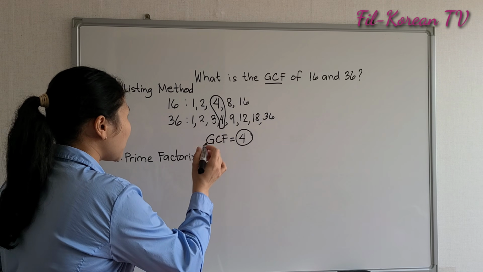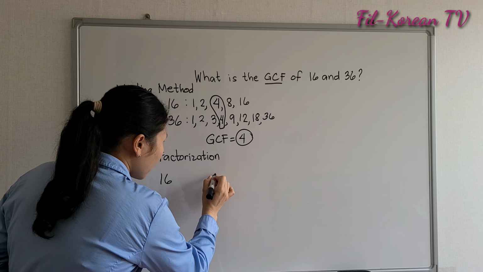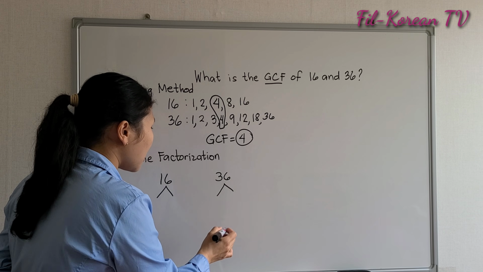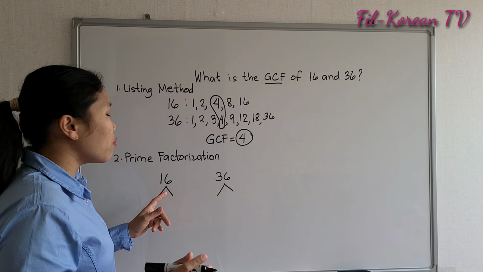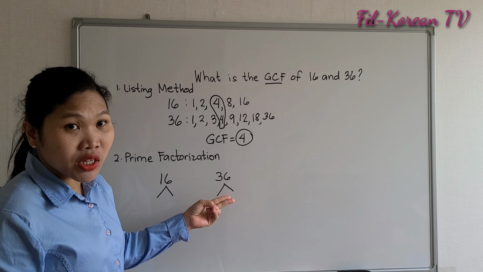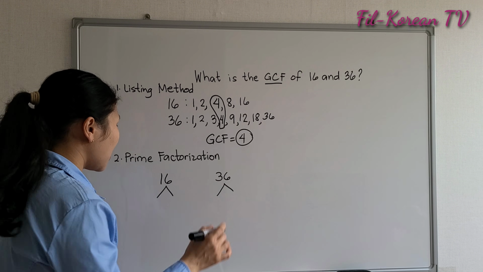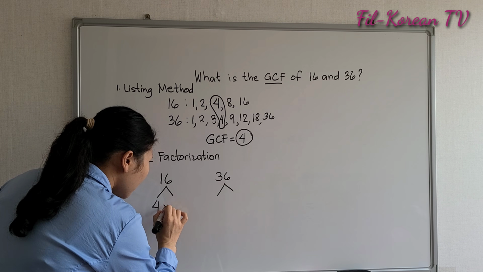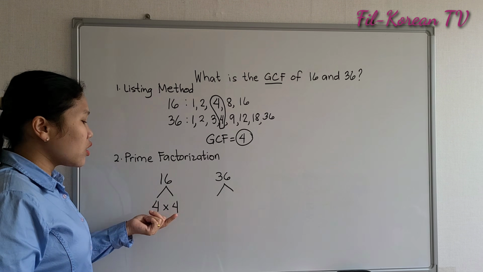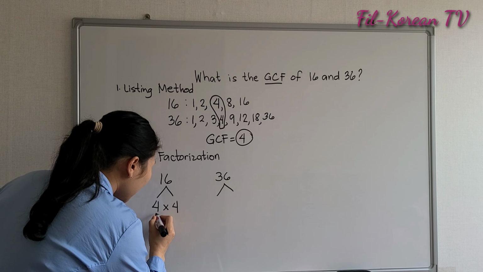Let's proceed to the prime factorization. Prime factorization is like this. 16, 36. We will use the factor tree. Like this and like this. Now, you are going to think of 2 numbers that when you multiply, the product is 16. Same with 36. But aside from 1 and 16, other numbers. Like 4 times 4. 4 times 4 is 16. Then 4 has other factors aside from 1 and 4. So we will get that.